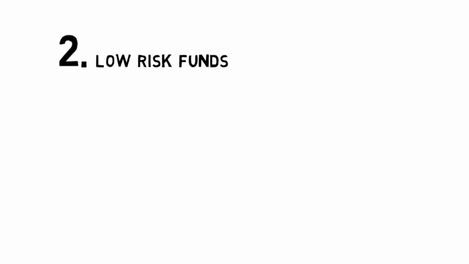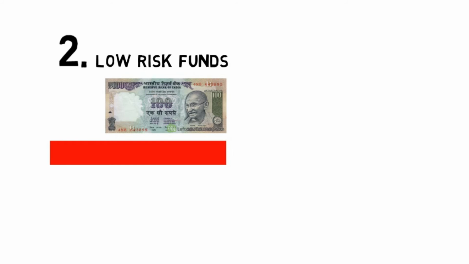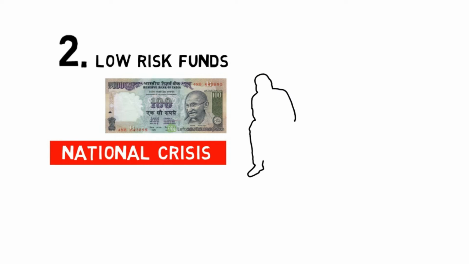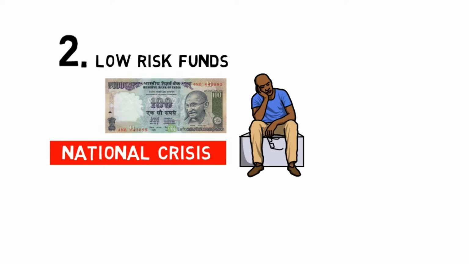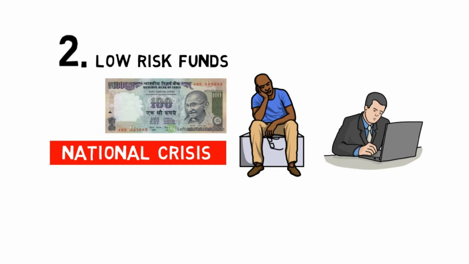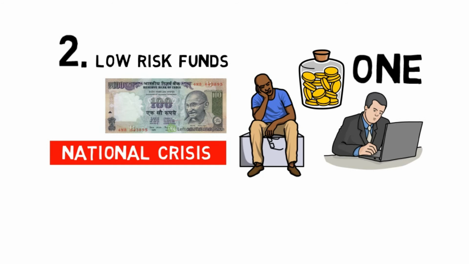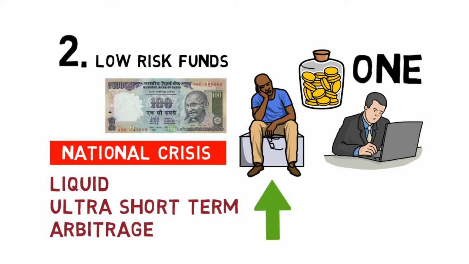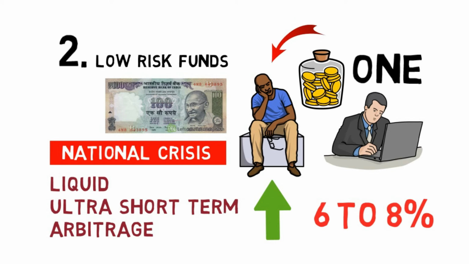Number 2, low risk funds. In the event of rupee depreciation and unexpected national crisis, investors are unsure about investing in riskier funds. In such cases, fund managers recommend putting money in either one or a combination of liquid, ultra short-term or arbitrage funds. Returns could be 6 to 8%, but the investors are free to switch when valuations become more stable.